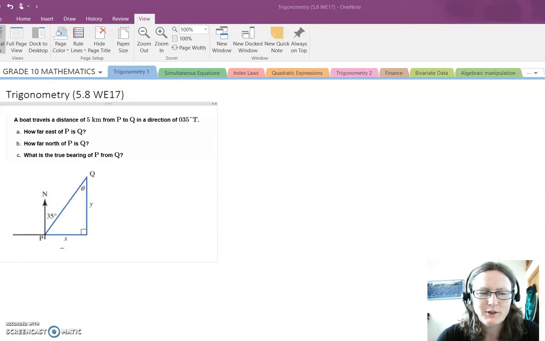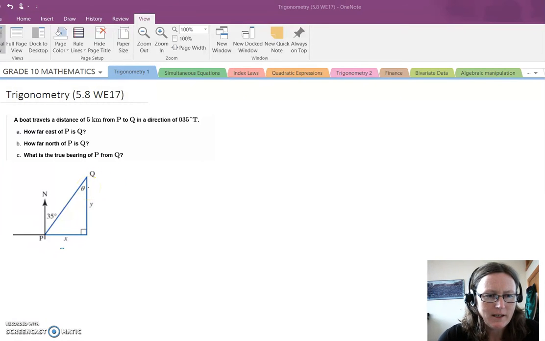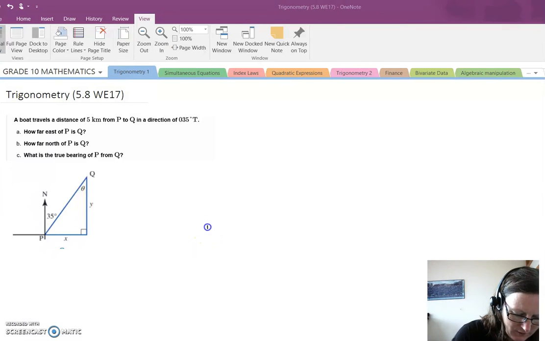Okay, let's use our new knowledge of bearings on a specific example. In this case, it's worked example 17 from your textbook. If we just pretend we don't have this diagram initially, a boat travels 5 k's from P to Q in a direction of 35 degrees true. So, start with a little compass.